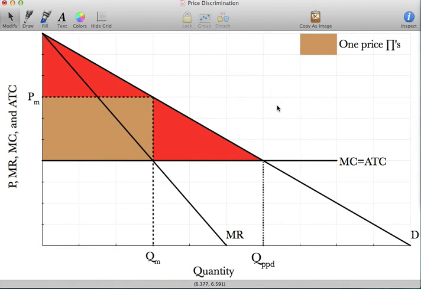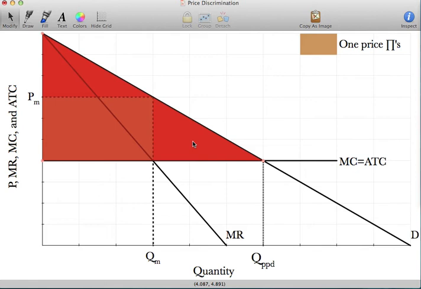So if the monopolist were to charge one price and have one output level, this tan area here is the profits. If the monopolist is able to perfectly price discriminate, we end up saying that the entire triangle above marginal cost and between the demand curve is now the profits of the monopolist. So if they were able to perfectly price discriminate, you can see that there's a dramatic increase in the level of profits that the monopolist is able to make.